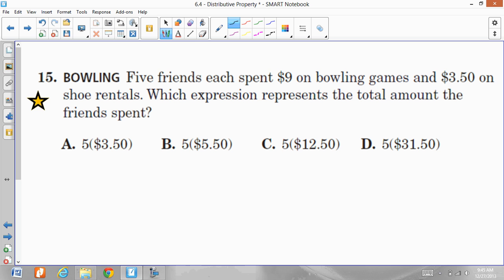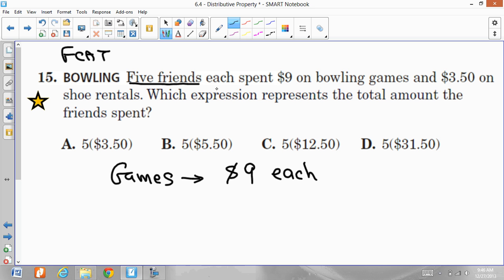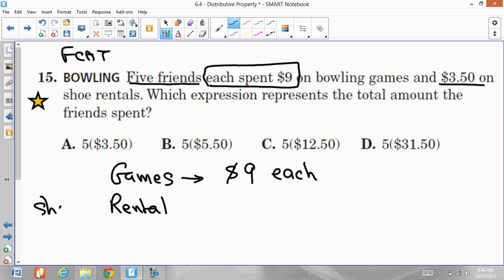Now, bowling. Pause the video, read the question, understand the question, and this is an FCAT type question. 5 friends each spend $9 on bowling games and $3.50 on shoe rentals. So the number of people involved in this case is 5. For the games, they each spent $9. And for the shoe rentals, each person needs their own shoe rental, so here they are spending $3.50 each.